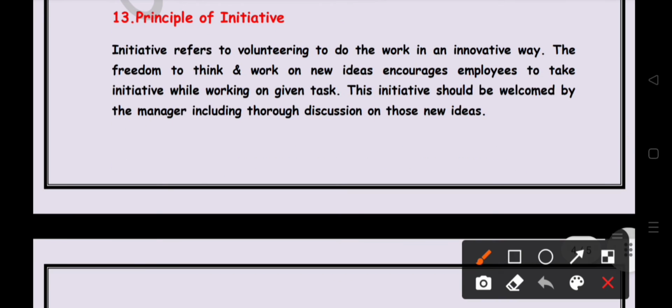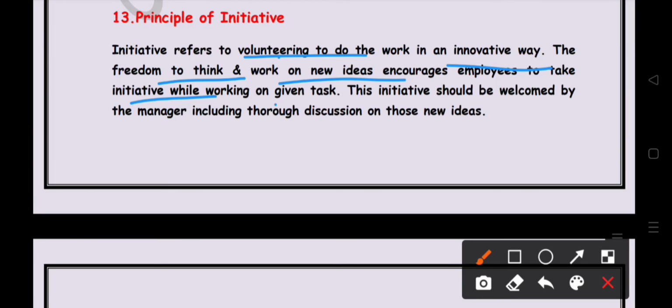Then the principle of initiative. Initiative refers to volunteering to do a work in an innovative way. The freedom to think or work on a new idea encourages the employee to take initiative while working on the given task.